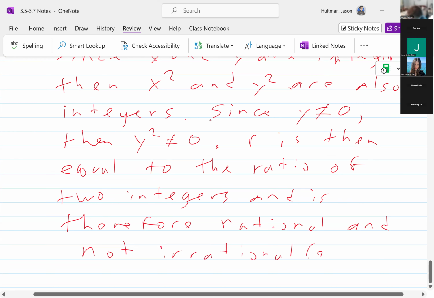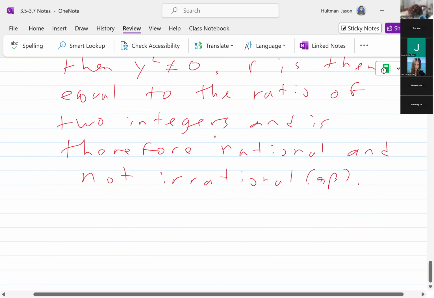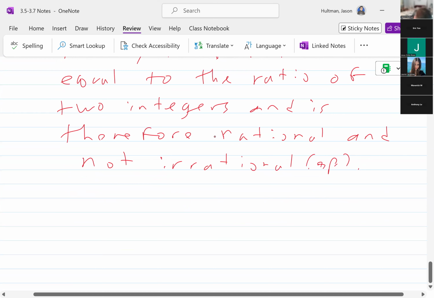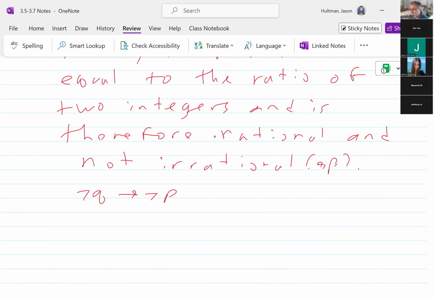Okay, so not P. We've proven the contrapositive is correct, that not Q implies not P. Therefore, the original statement is also correct by the rules of logic. If the contrapositive is correct, then the original hypothesis and conclusion are also correct.